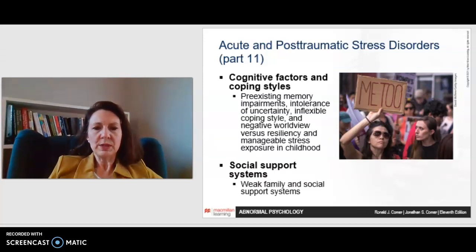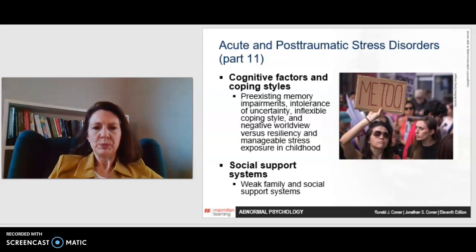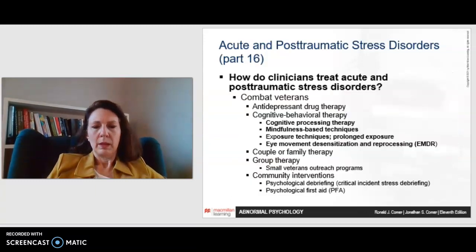Cognitive factors and coping styles that might predispose you would be pre-existing memory impairments, intolerance of uncertainty, inflexible coping styles, and negative worldviews, as opposed to resiliency and manageable stress exposure in childhood. We know also that social support systems, such as weak family and other social supports, can predispose one to have trauma. So how do clinicians treat acute and post-traumatic stress disorders?